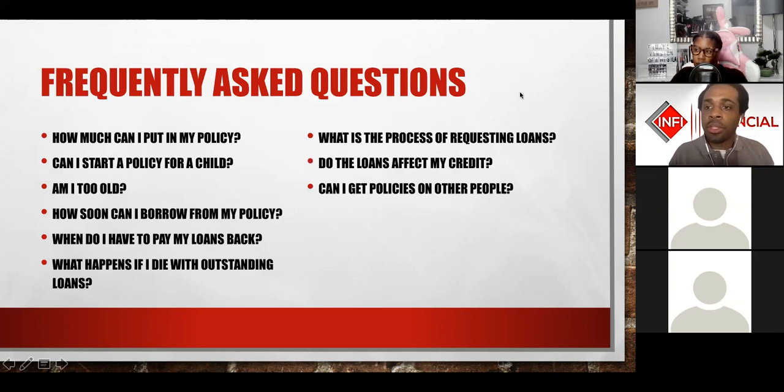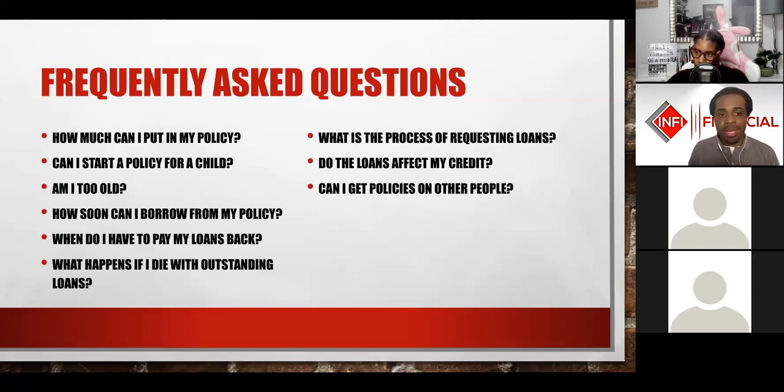So now I just want to go through some frequently asked questions. How much can I put in my policy? You can put in your policy as much as the insurance company is going to allow you to put in there, right? And that all depends on a number of medical questions, age questions, salary questions, and things like that. But the short answer is you can put in there as much as you would like according to their guidelines, and they'll let you know as the process starts.